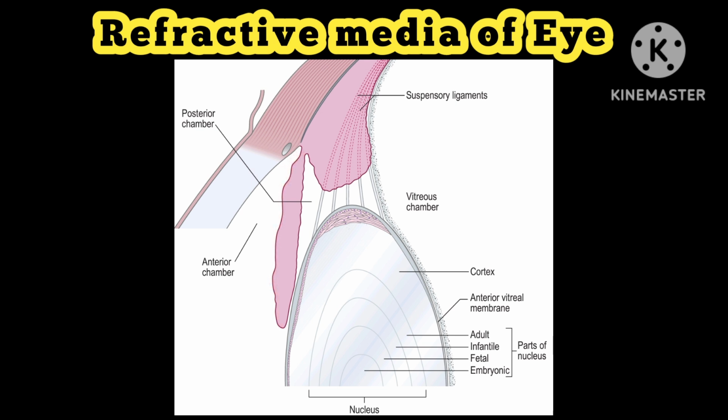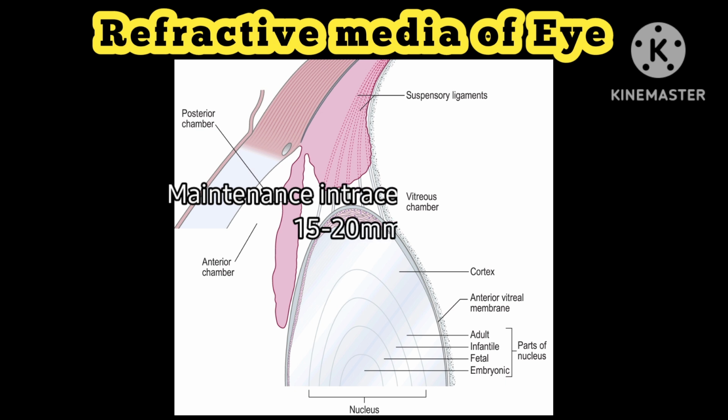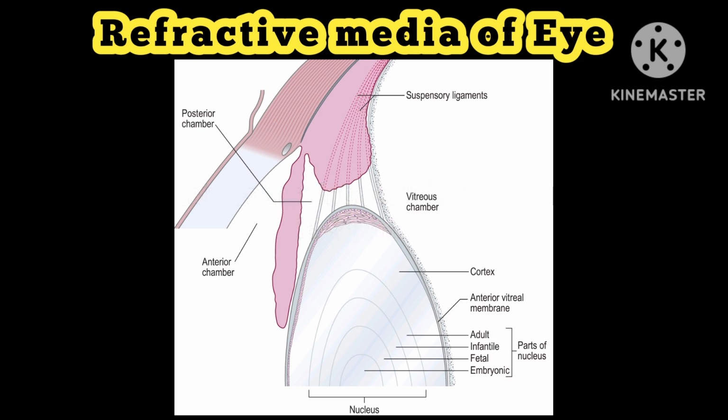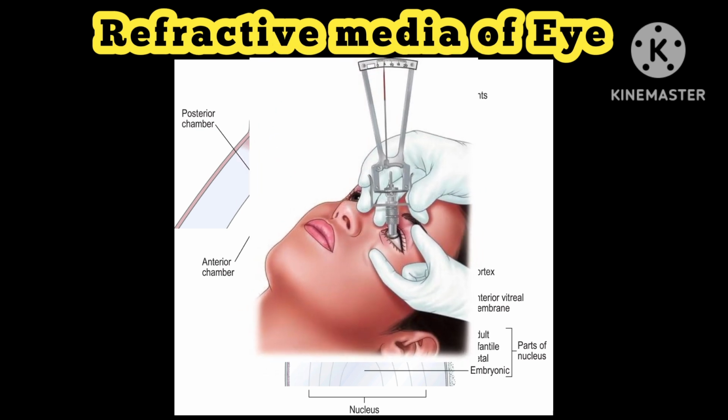Functions of aqueous humor. It provides nutrition to the cornea and lens. It maintains the intraocular pressure. The normal pressure is about 15 to 20 mm of Hg and is calculated by tonometry from the measurement of impressibility of the anesthetized cornea. Tonometry is applied on the cornea when it is anesthetized. Without anesthetizing the cornea, it is not possible to apply it because the cornea is richly supplied by nerve endings.